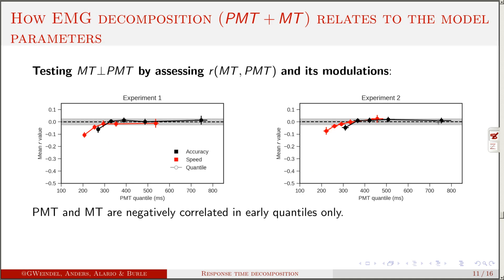This null confidence interval was obtained by applying the same method to compute correlation on two random variables, and is represented by the gray shaded area. However, in both experiments and in both SAT conditions, we see that the first quantiles, and the quantiles at which the decision was the fastest, present a negative correlation between PMT and MT. So we interpret this as evidence that all trials might not be generated by the same model.